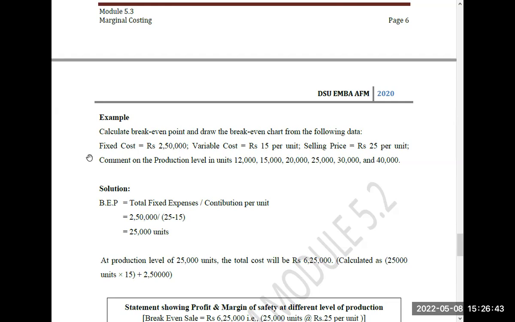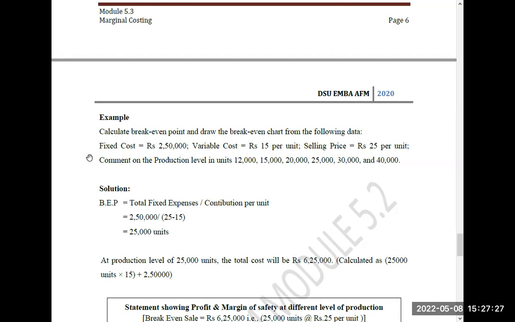Take the statement, particulars. One column is particulars. All other columns, 1, 2, 3, 4, 5, 6 columns we need to take. Particulars plus 6 levels of activities or levels of units. First column is 12,000 units, 15,000 units, 20,000 units, 25,000 units, 30,000 units, and 40,000 units. So one column is for particulars and 6 columns are for different levels of activity. Okay, start with the sales in the particulars.